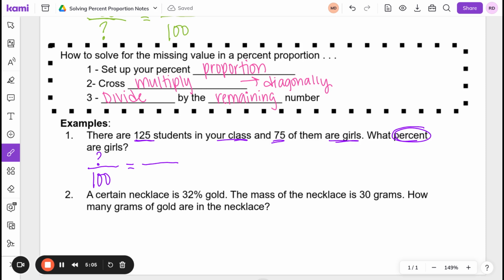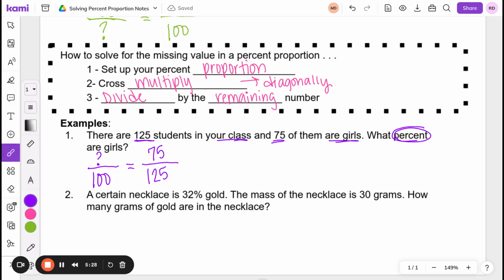Now we have 125 and then 75 girls. So the question is, are all the students girls or just some of the students girls? And the correct answer is some. So that's going to be our part, and 125 is going to be our total. So step 1, set up the proportion. And like I said, that usually is what gives you the hardest time.